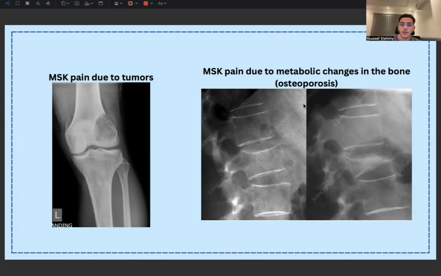Then we have MSK pain due to metabolic changes in the bone, most commonly osteoporosis. So what happens in osteoporosis is the bones become brittle and weak, and they are at increased risk of fracture. So this is the normal lumbar spine. And on the other side, you can see that the lumbar spine became wedge shaped due to compression. This is because of how weak this lumbar spine is and how compression led it to be wedge shaped. And this confirms that the bone pain is due to osteoporosis.